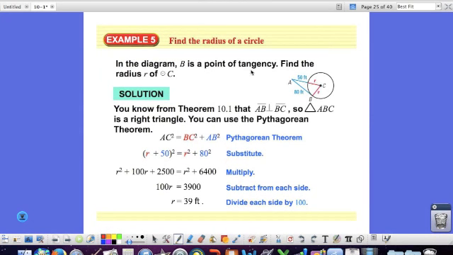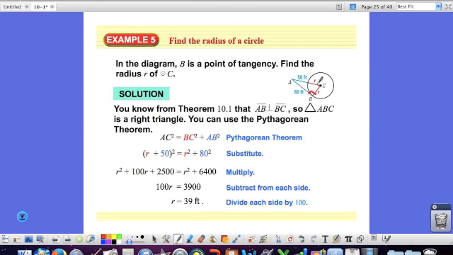Okay, here's a new problem. In this diagram, B is a point of tangency. Find the radius of C. So this would be a radius, this would be a radius, meaning this here must be a 90-degree angle.